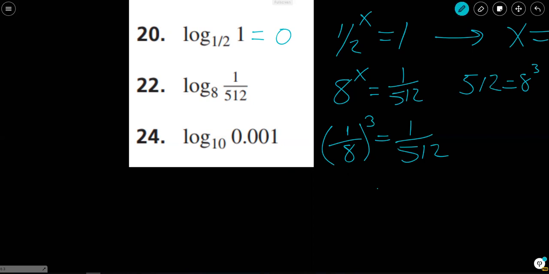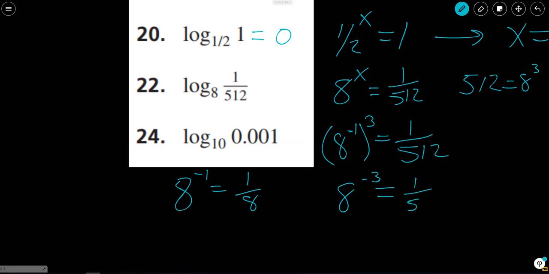If it's 1/8 to the 3rd, then really, because I think I messed up earlier, 8 to the negative 1st is equal to 1 over 8. If I'm trying to figure this in powers of 8, I can rewrite this 1/8 as 8 to the negative 1st. So 8 to the negative 1st to the 3rd is the same as saying 8 to the negative 3rd power, and that's going to be equal to 1 over 512.